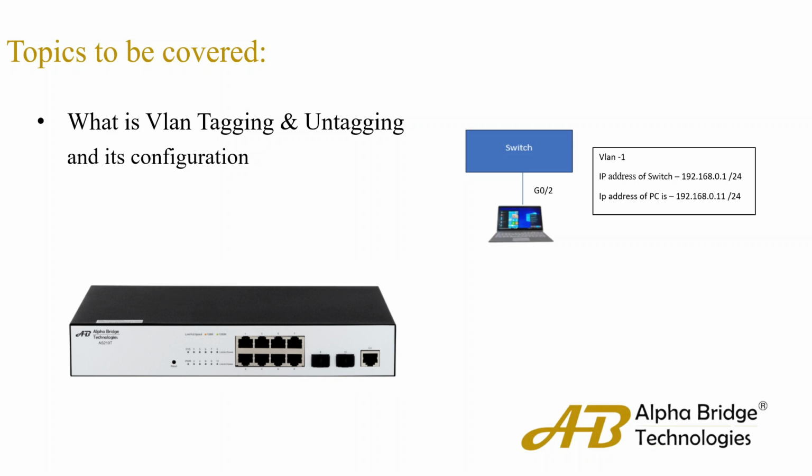In this lecture, we will discuss VLAN tagging and untagging. Let us see. First of all, VLAN tagging. It is used to identify and separate different VLANs within a single physical network. It allows multiple VLANs to coexist on the same physical network.